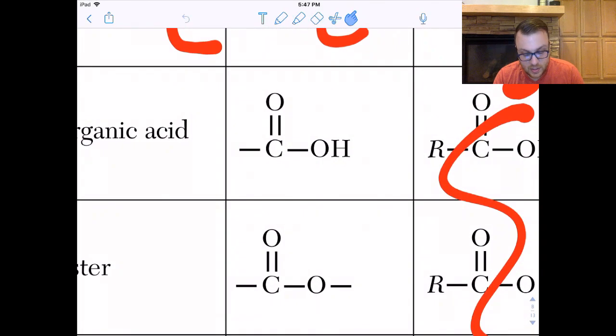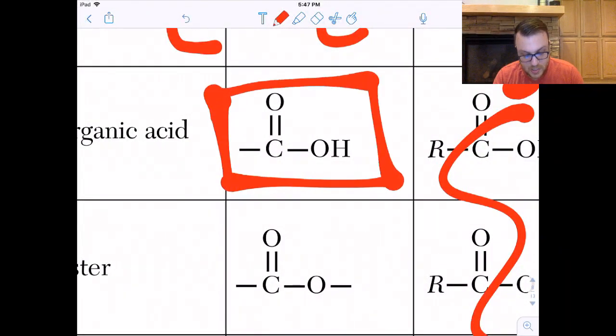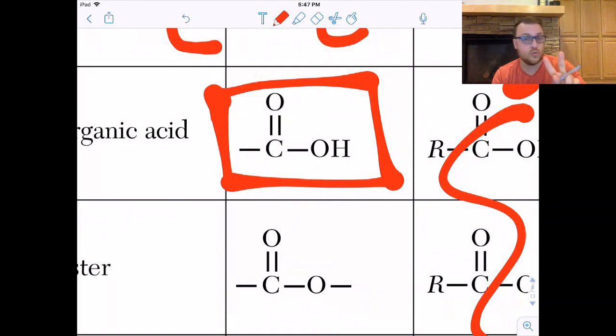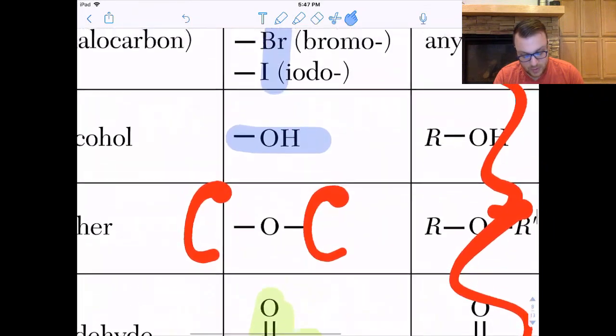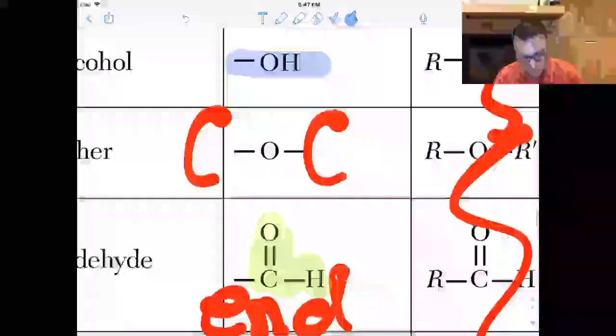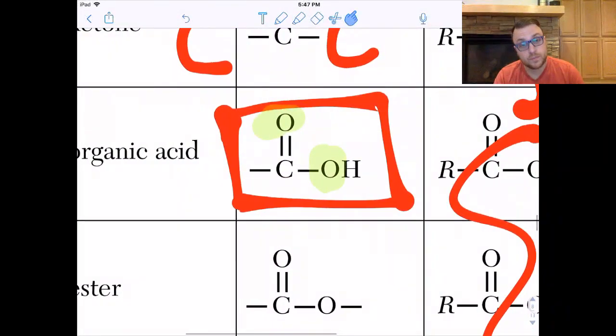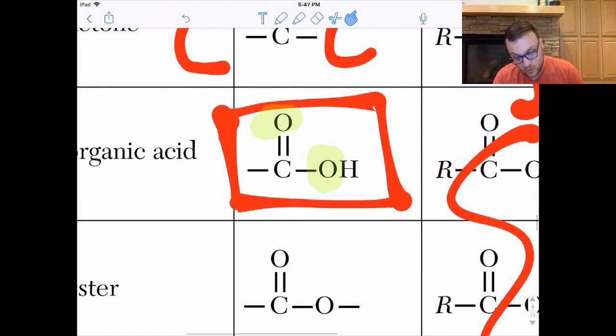organic acid. We'll have this group somewhere at the beginning or the end of the compound, never in the middle. It's one of 2 groups that have 2 oxygens. So there's 2 O's in this compound. All the other ones above it only have 1 oxygen. 1 oxygen. 1 oxygen. 1 oxygen. 2. But the only other thing attached to the oxygen is an H.